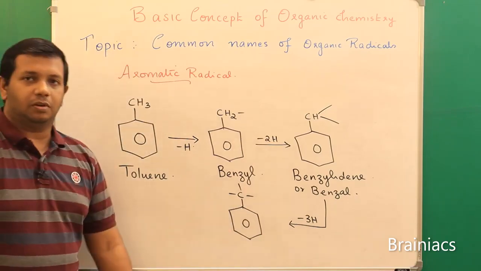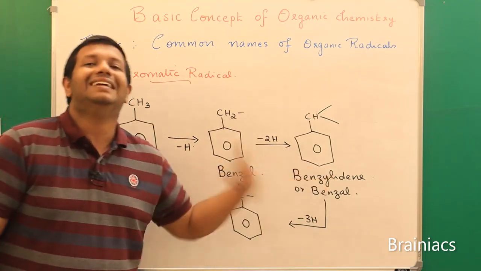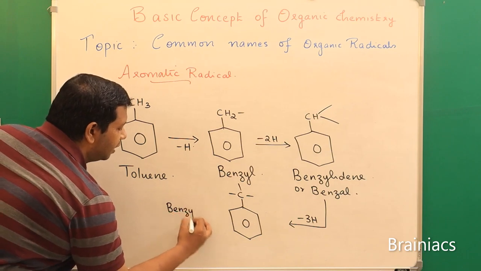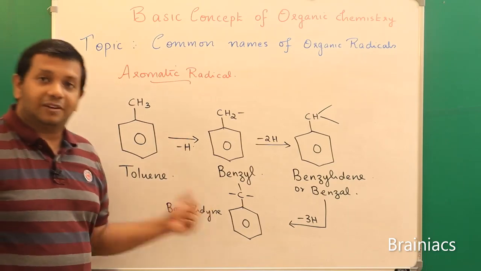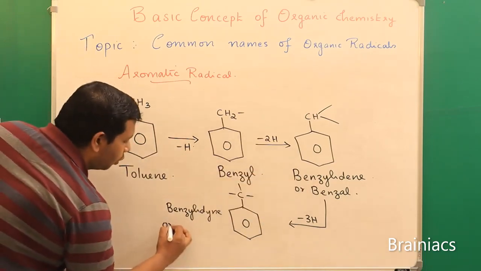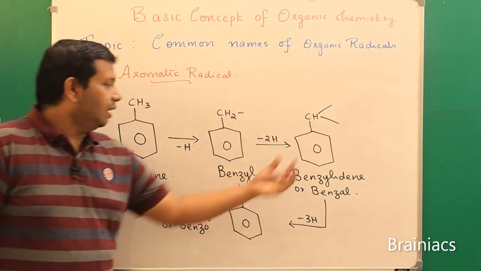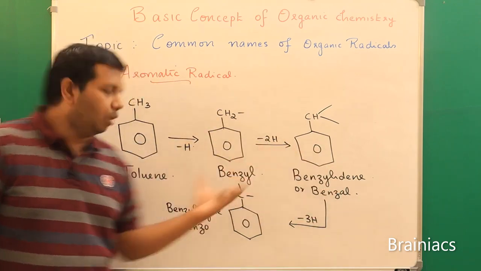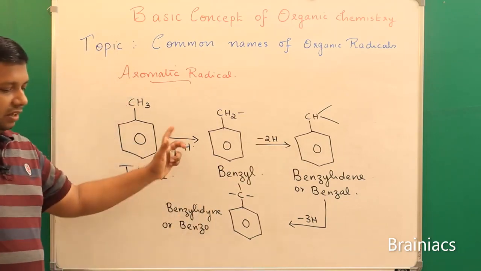So what is the name of this compound? You know that if 3 valencies are there, it's a trivalent radical. So we can call this benzylidyne. Or there is a common name similar to benzal. It is called benzo. So very simple: benzyl, benzal, benzo, or benzyl, benzylidene, benzylidyne. Okay. So these are the various things.